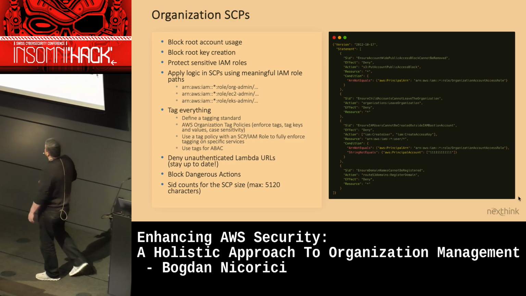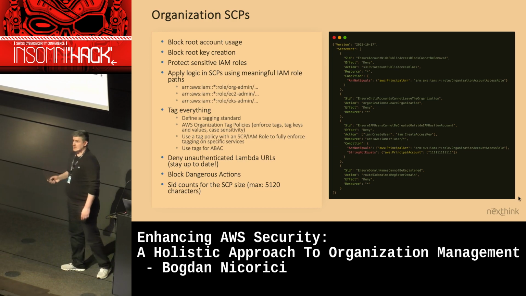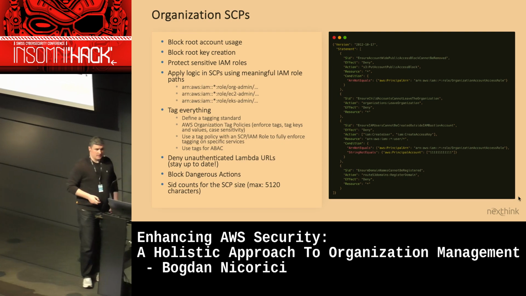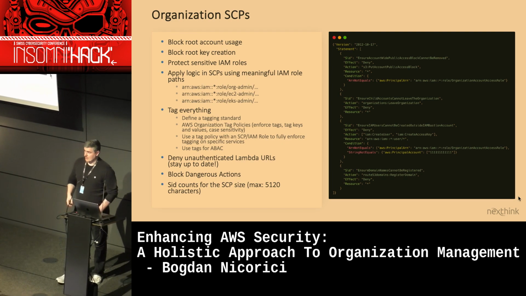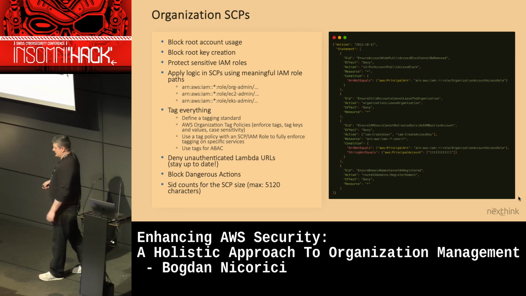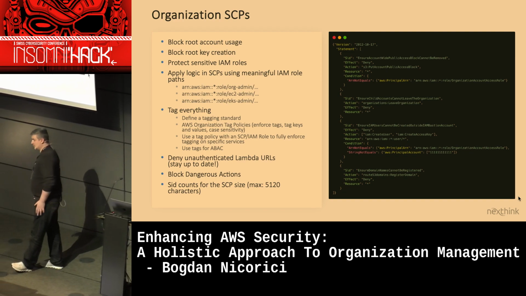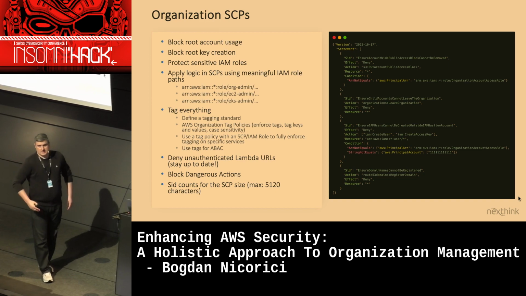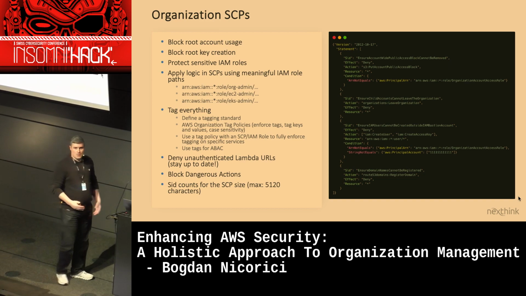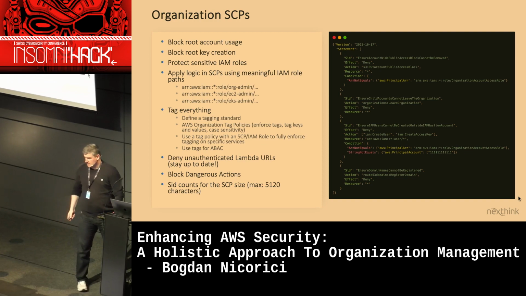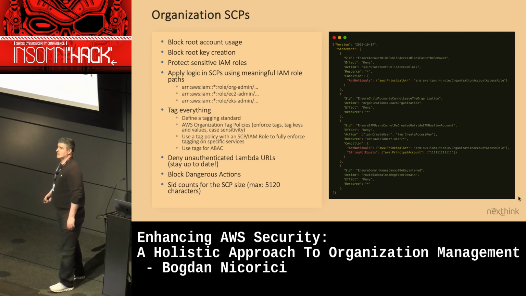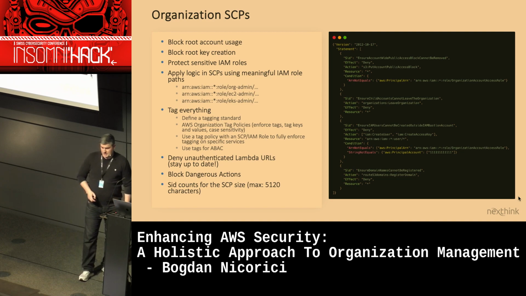We also block some dangerous actions. I didn't put all the actions here because the screenshot was too big. But you can imagine anything that you don't want your users or your administrators to do in a specific account or in a multitude of accounts. You can say, I'm listing all of these IAM actions and no one can do them, except the role that is managing the entire organization.